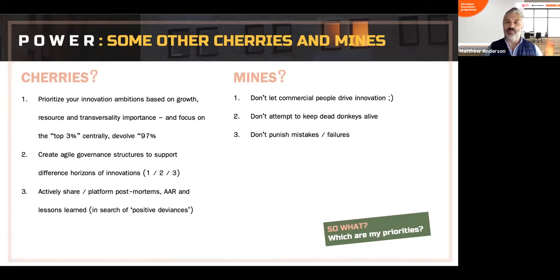And then finally, don't punish mistakes and failures. In innovation, the worst thing to do is to create a blame culture or to point fingers at mistakes. It's literally one of the worst things you can do, because people start hiding and they start avoiding taking responsibilities. And it's literally the worst thing.